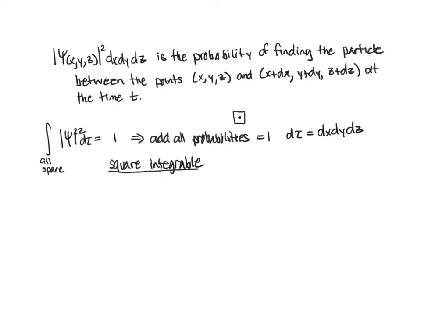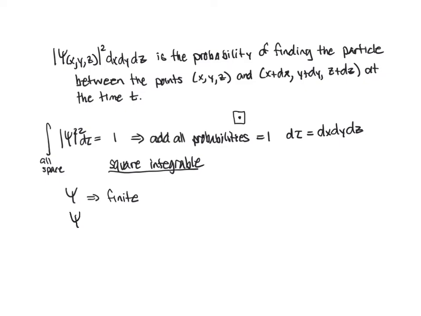The second thing is that psi has to be finite. If it goes to infinity at any point in the domain of x, y, and z, then this integral is going to go to infinity, because if you add up something that's infinite to anything else, you get an infinite number. And so it won't be square integrable if it's not finite. So psi has to be finite.